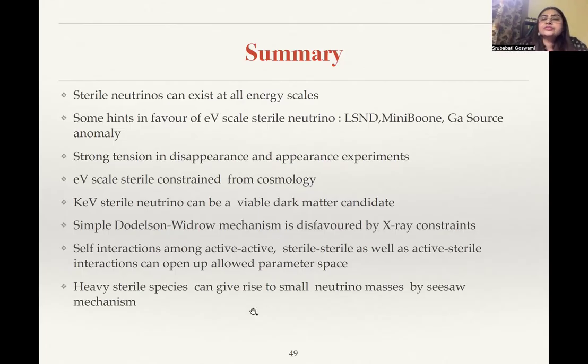So the situation is still very exciting, and some experiments are coming at least to solve this. We are looking forward to a solution to these LSND and MiniBooNE anomalies.